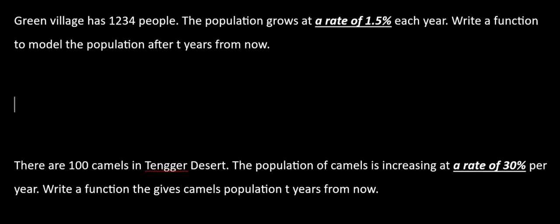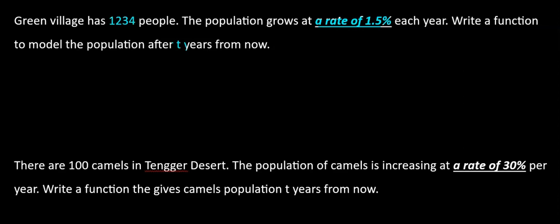Green Village has 1,234 people to start with. Then every year the population grows, and here is the rate. It grows at a rate of 1.5% each year. Ask us to write the function to model the population after t years from now.